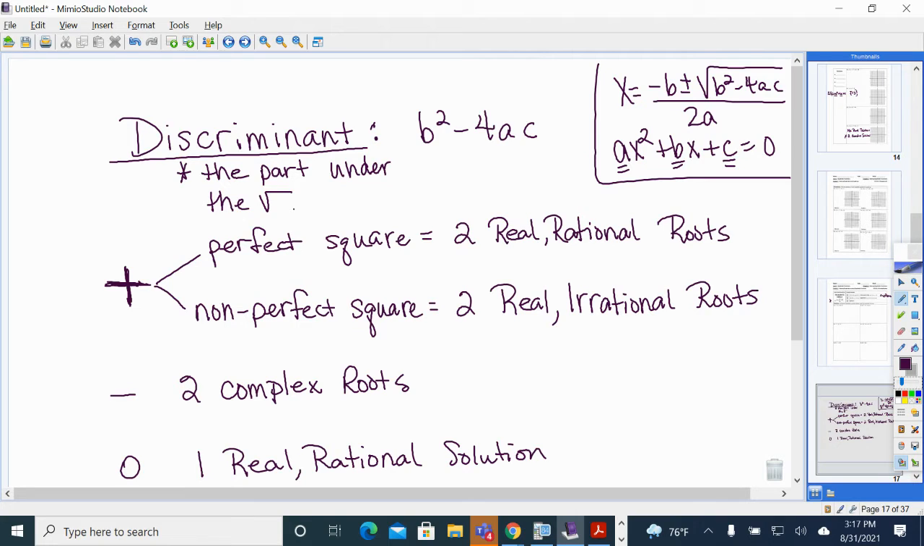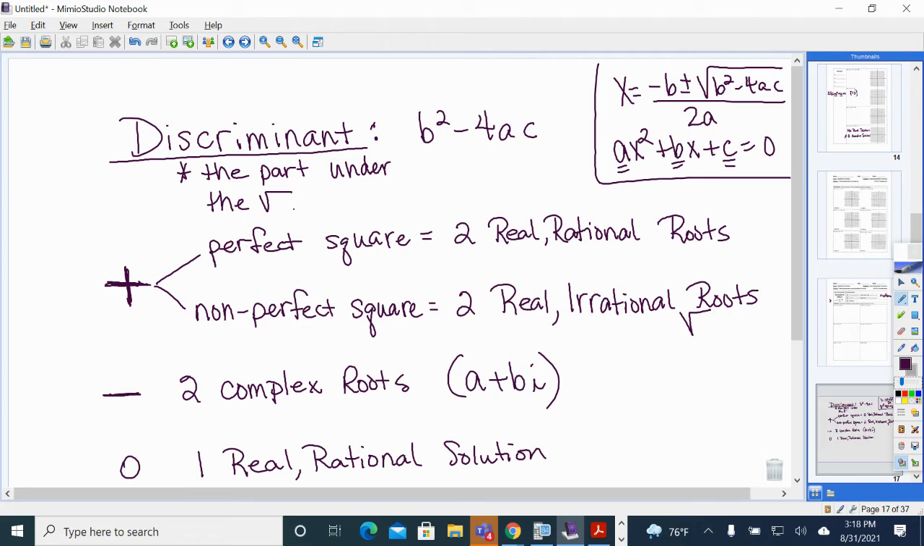If it's a non-perfect square, then we know we're going to have two real irrational roots, which means that we are going to have radicals in our answer because they're irrational. If the discriminant comes out to be negative, then we know we are going to have two complex roots. That's that a plus bi.